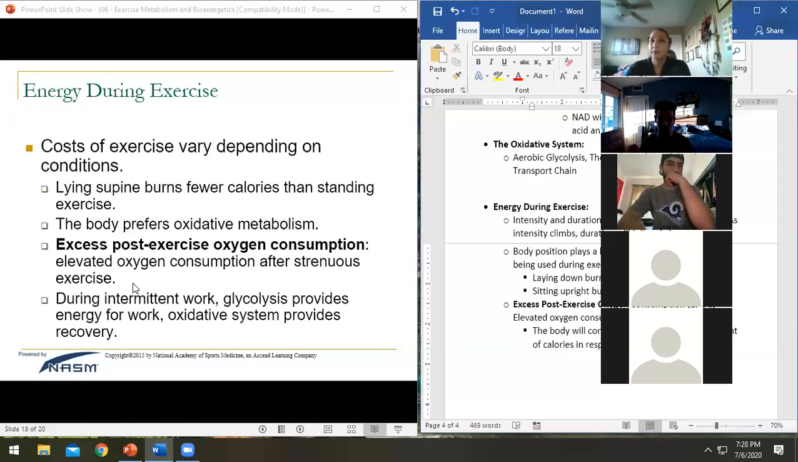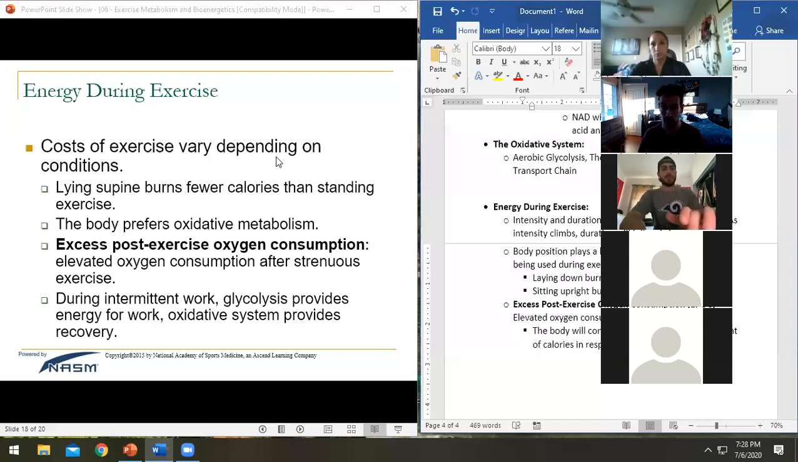But here's the thing. You're also experiencing an elevated calorie burn, right? You're burning more calories than you were before. And now you are in the fat burning zone because you're sitting on the couch now that your workout's over, right?